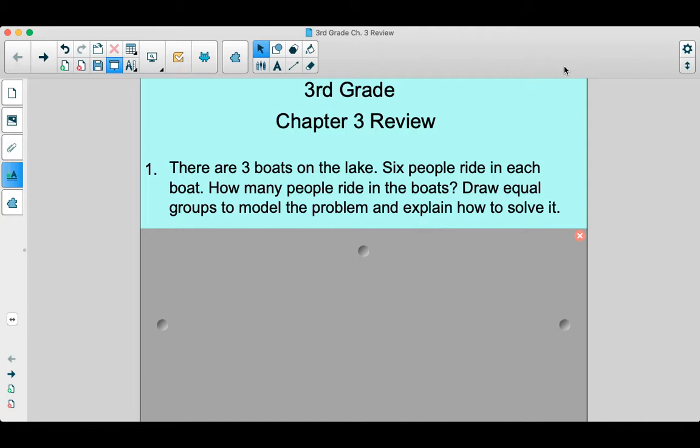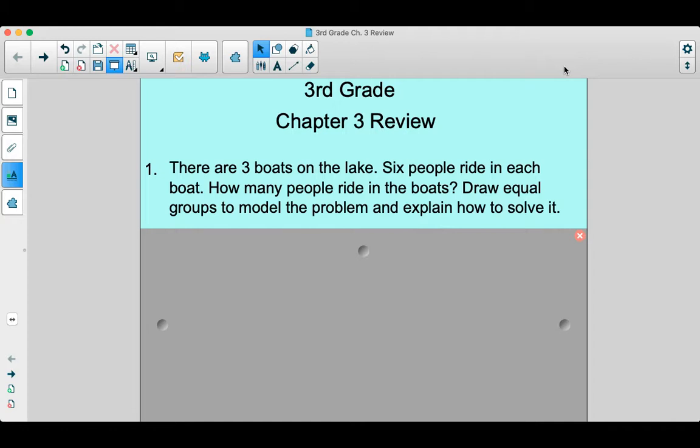And it says, there are 3 boats on the lake. So stop to imagine 3 boats on a lake. And then 6 people ride in each boat. So imagine 6 people in each boat. How many people ride in the boats? Draw equal groups to model the problem and explain how to solve it.